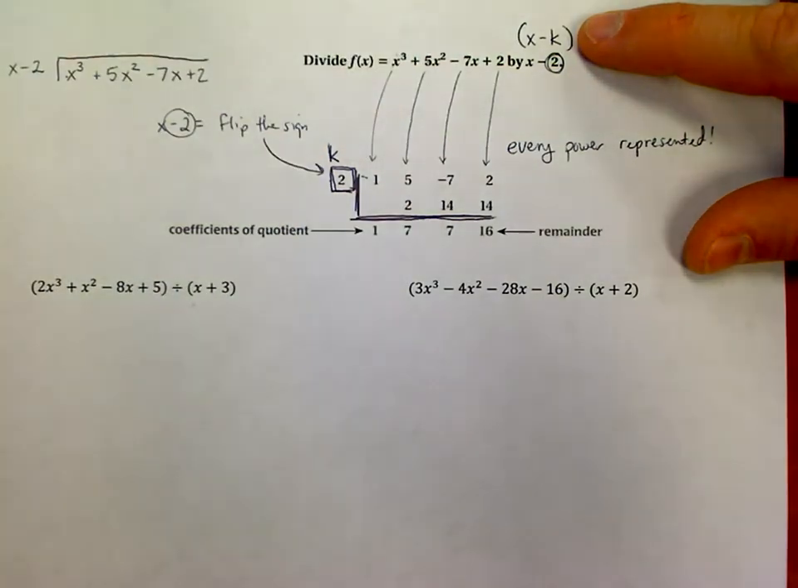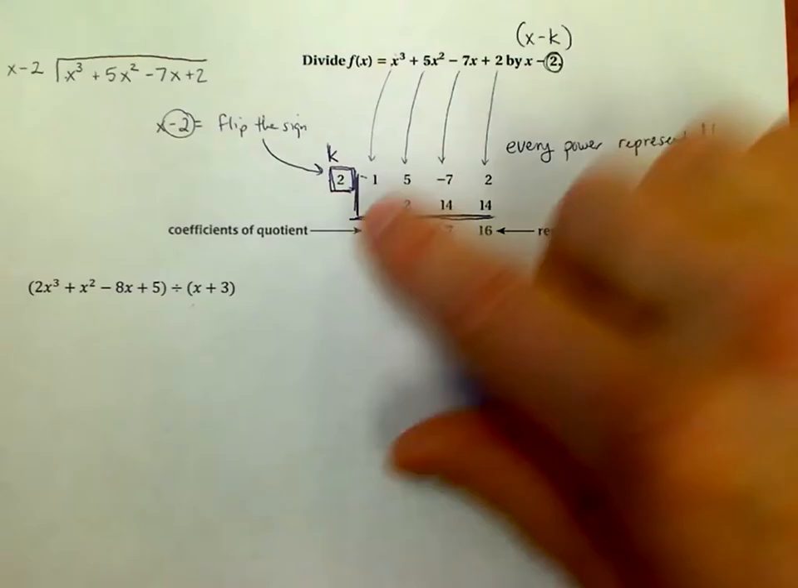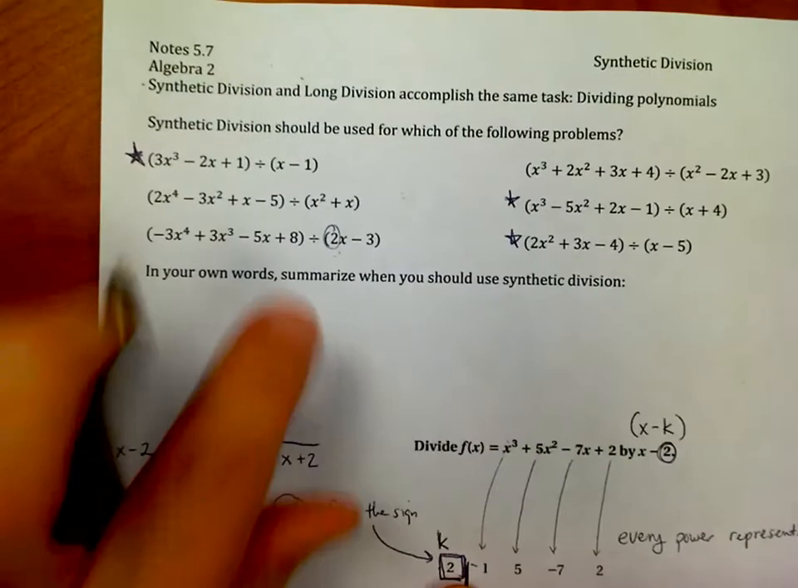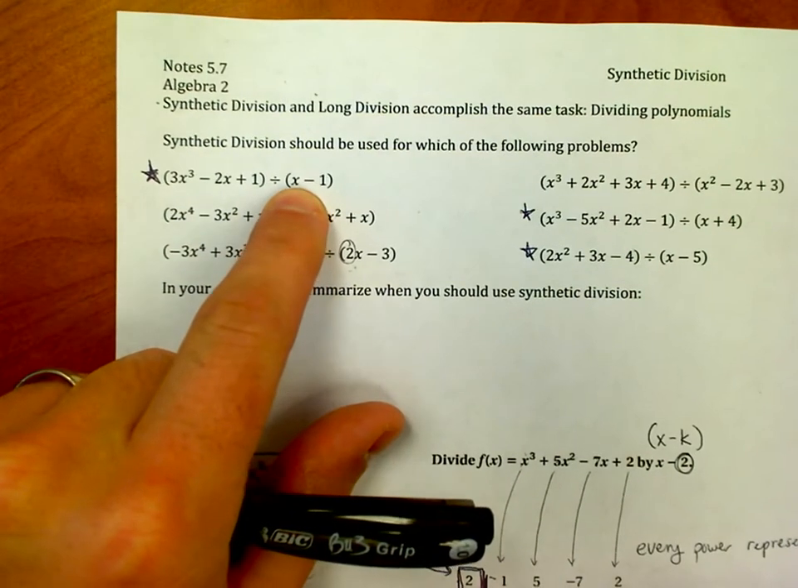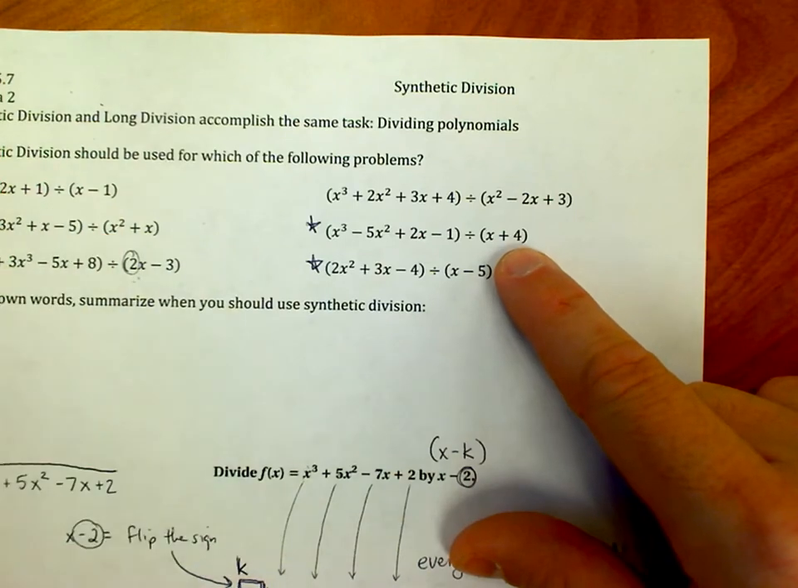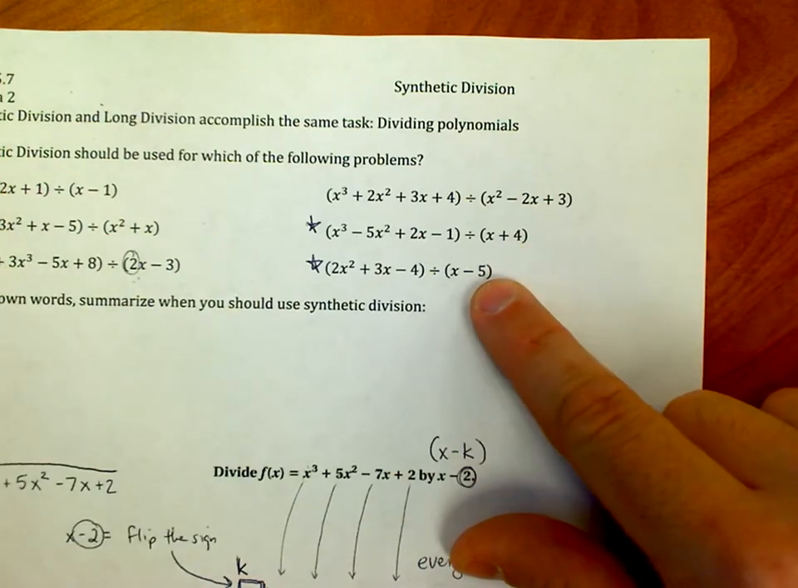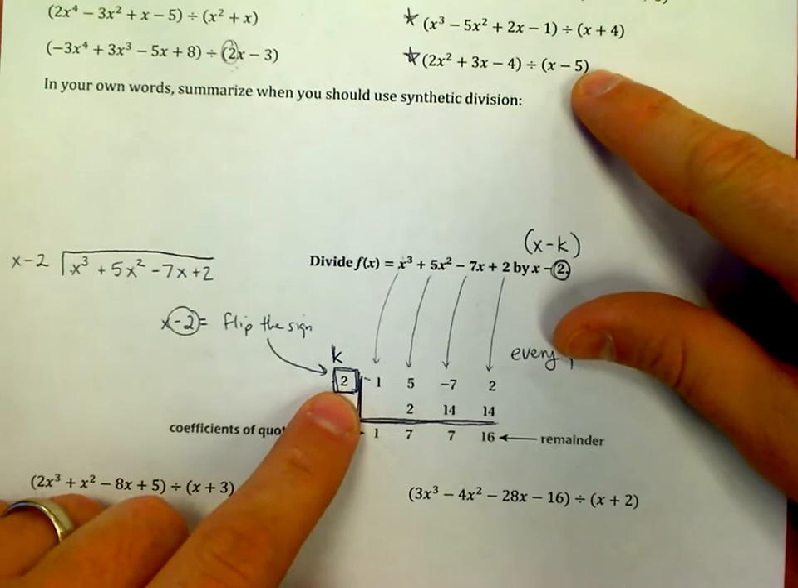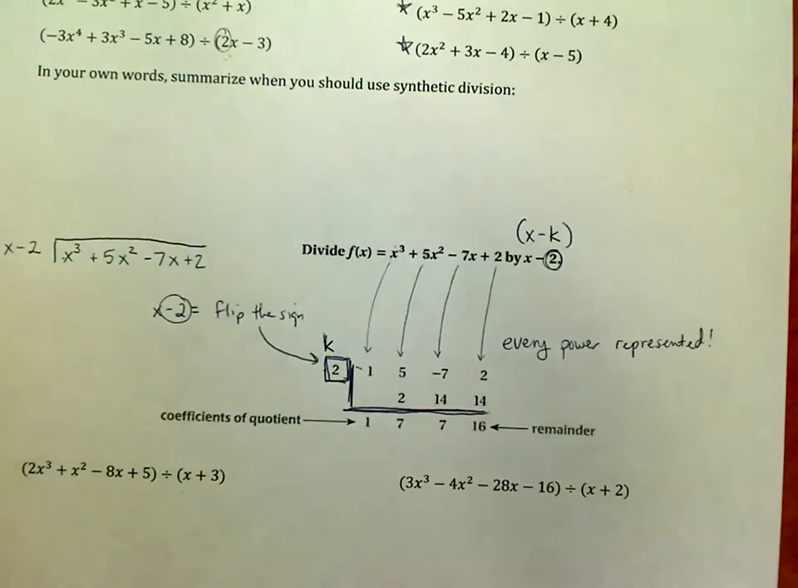Okay? Flip the sign and put it there. Make it a positive 2. So in other words, if I'm trying to figure out what goes in this little spot here, if I'm dividing by x minus 1, I would put a positive 1. If I'm dividing by x plus 4, a negative 4 would go in that little spot. If I'm dividing by x minus 5, a positive 5 would go in this spot. So I'm always going to do the opposite sign.